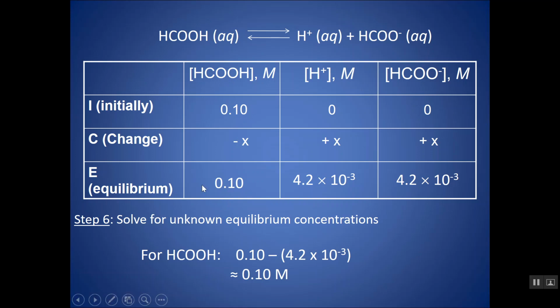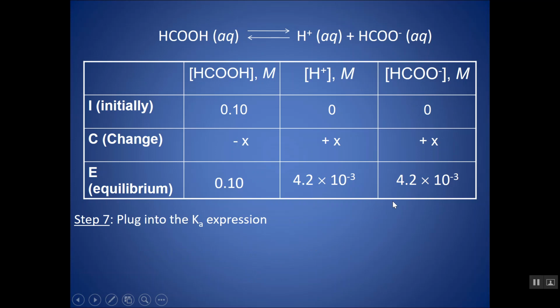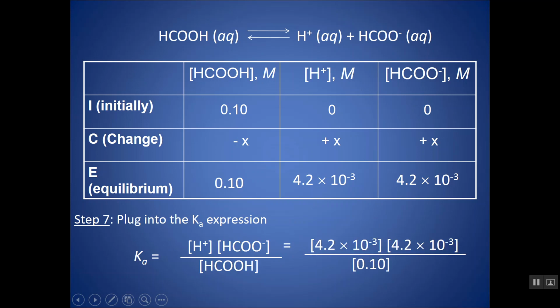Okay, now I have all my equilibrium values. I can plug into my Ka expression and solve for what Ka is. Okay, and I get 1.8 times 10 to the negative 4, which makes sense. If this is a weak acid, it should be something that's typically less than 1.